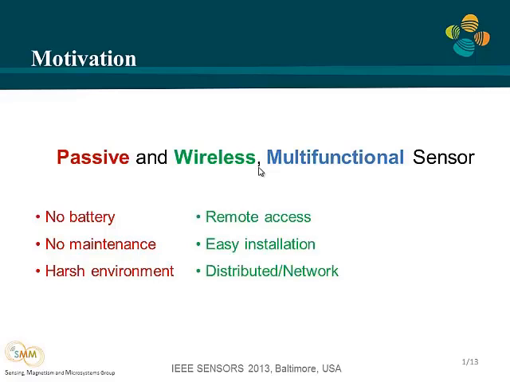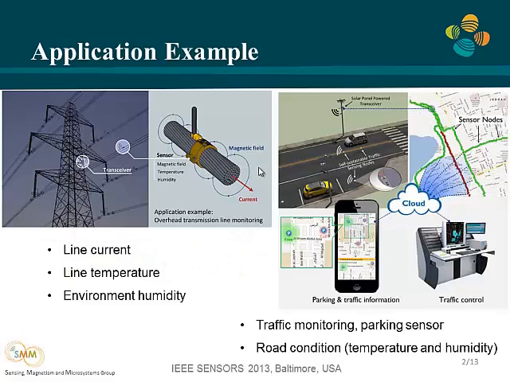And also wireless, which makes it remotely accessible and easier to install. It can also fit distributed sensing applications and sensor network applications. Yet, it is multifunctional. Here we're talking about magnetic field sensing, temperature, and humidity sensing. Here are some application examples.